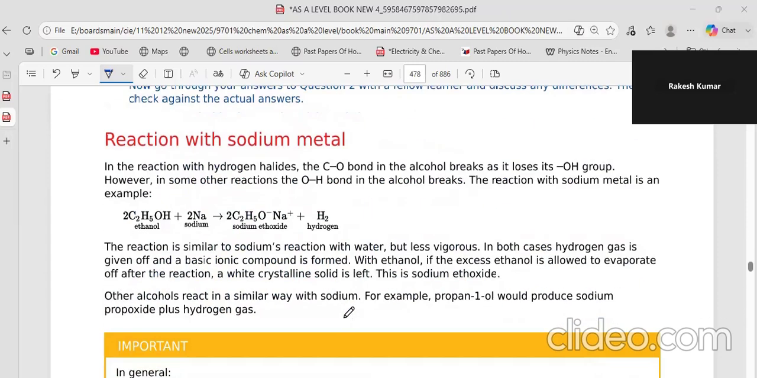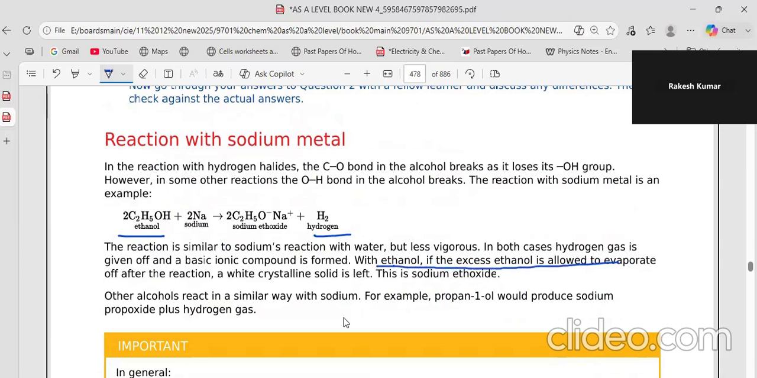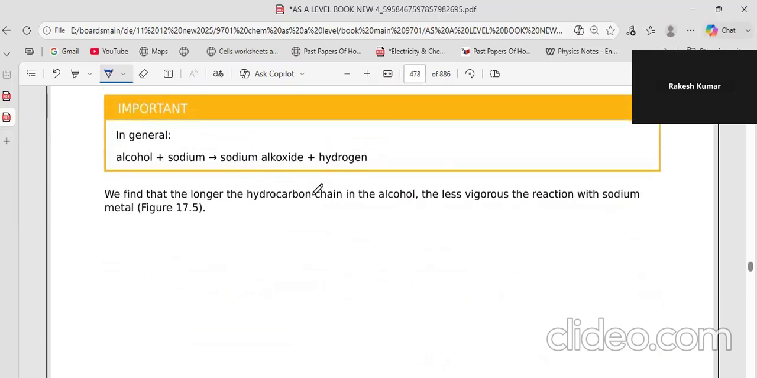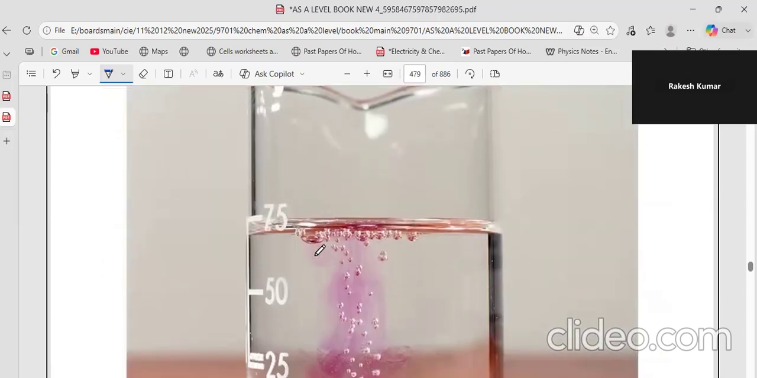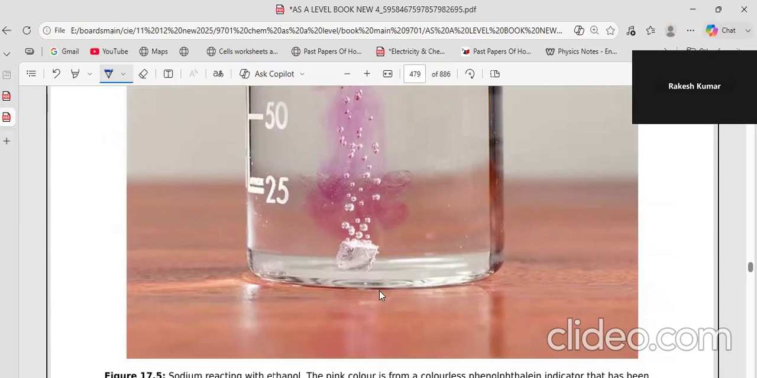Now, these are the reactions with sodium. Because this is acidic, it will give you hydrogen gas like water. If the excess ethanol is allowed to evaporate, white crystalline sodium ethoxide is formed. This is a strong base. That's why this is getting color. The pink color from the colorless indicator shows the basic nature of the sodium ethoxide.